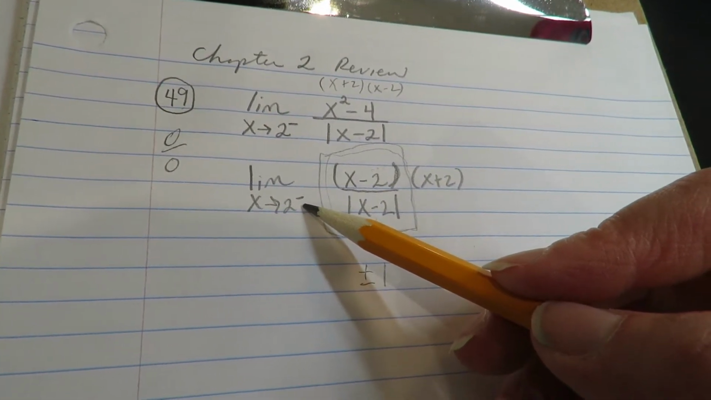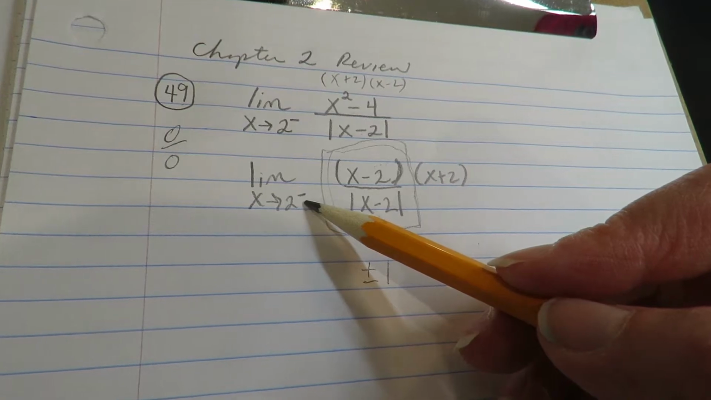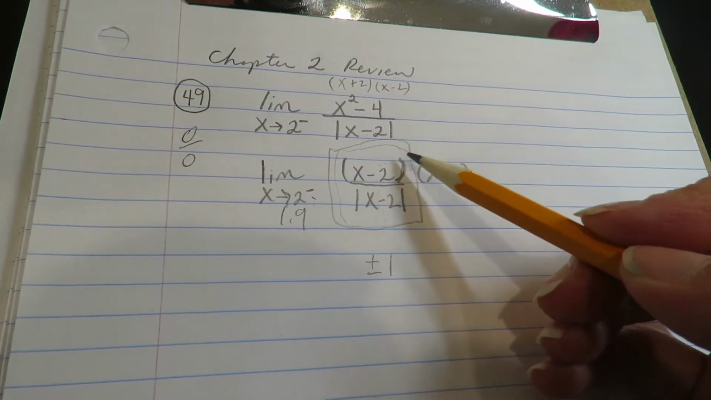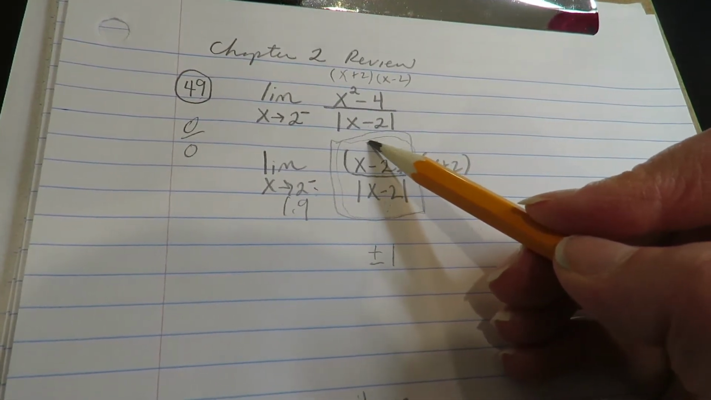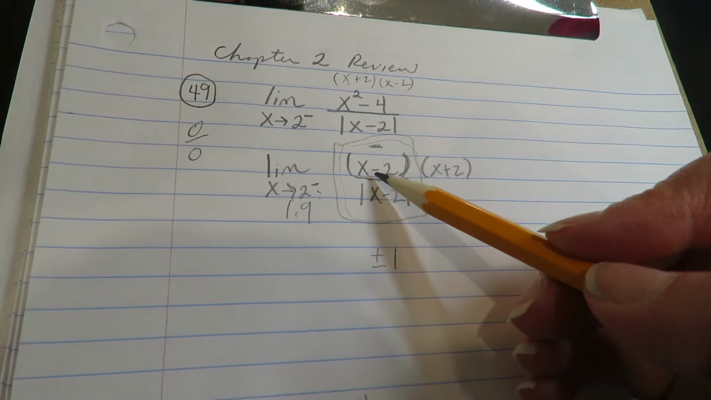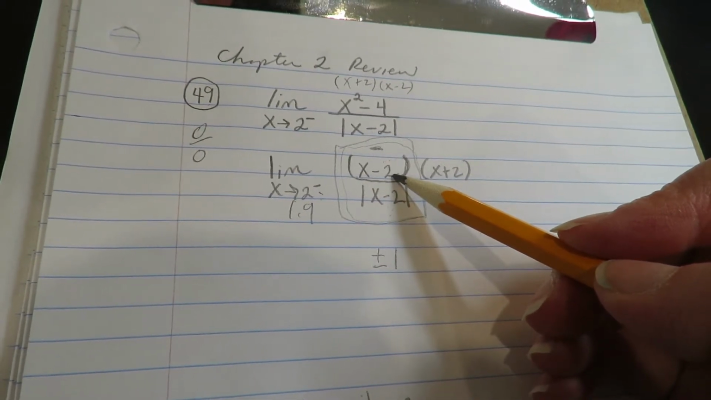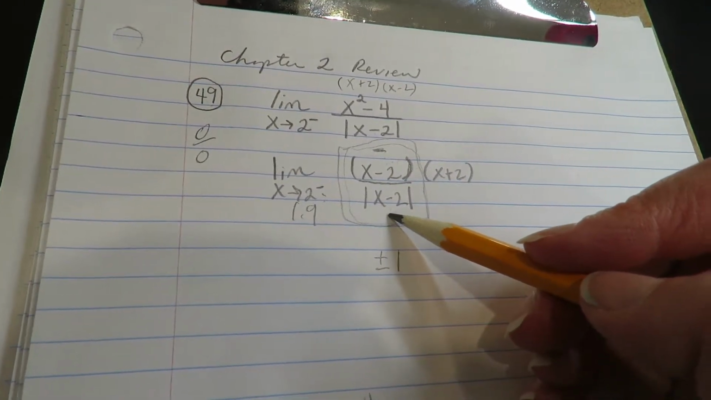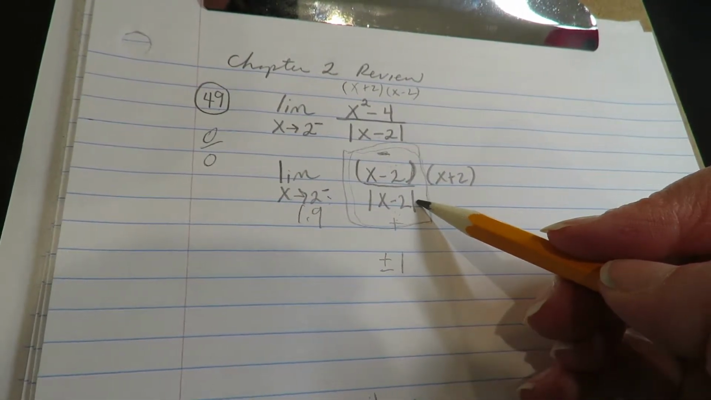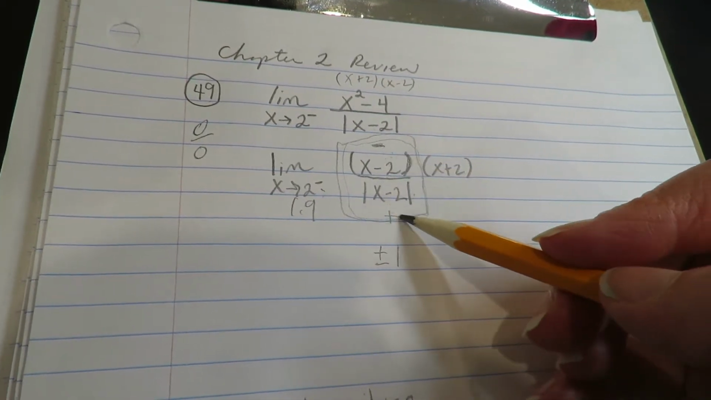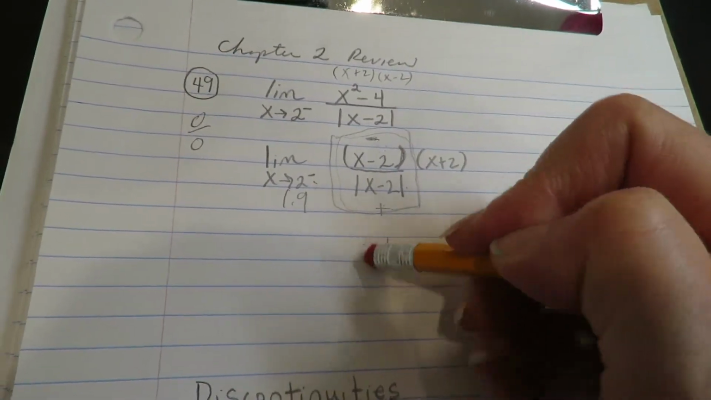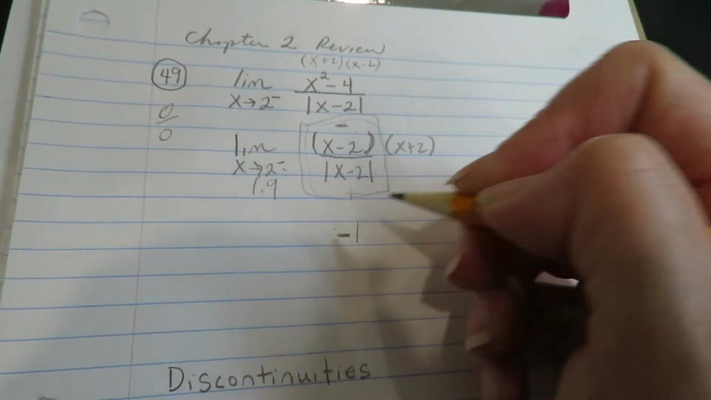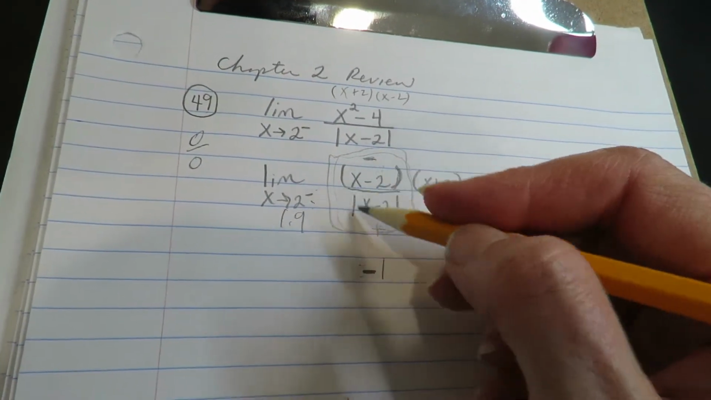So if you're a little smaller than 2, you're something like 1.9. If I put 1.9 into here, it's negative, because 1.9 minus 2 is negative 0.1. Alright, so this would give me a negative output. But this would always be positive because of the absolute value. So that means if I have a negative over a positive, that's going to give me the -1. Alright, so that's the limit of this guy.